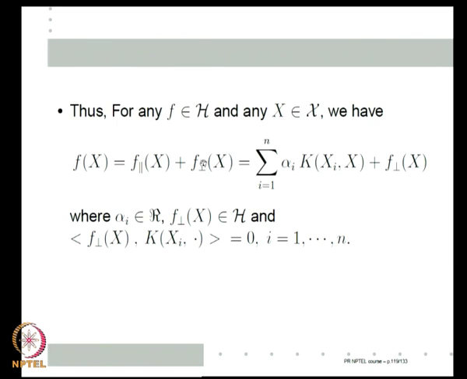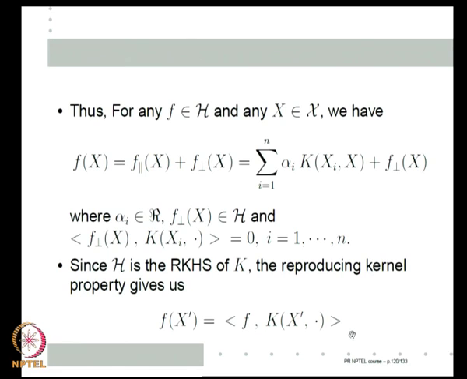That means its inner product with f parallel should be 0, and by bilinearity, its inner product with each of the k(xi, ·) should be 0. So if xi's are the data points, then f perpendicular is the function such that the inner product of f perpendicular and k(xi, ·) is equal to 0 for i equal to 1 to n. This is true of every function. Given my data points x1 to xn, I can resolve every function into the parallel and perpendicular components with respect to the linear span of k(xi, ·), and hence this kind of decomposition holds.